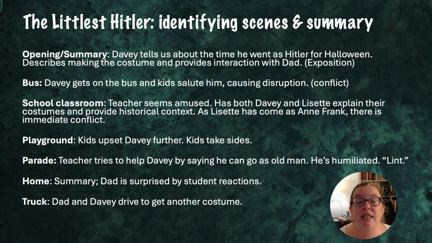The next big scene is the parade. The teacher tries to help Davy, who has shed his mustache and armband. She gives him a wig to wear so he can go as an old man. Davy, humiliated and upset, calls himself Lint. When he gets home, we get a little bit of summary. We understand the living situation he and his father have, and that Davy's mother is no longer on the scene. His dad is sorry that he had such a tough time and rather surprised by Davy's classmates' reactions. So they get in the truck and go to the store to get Davy a new costume.